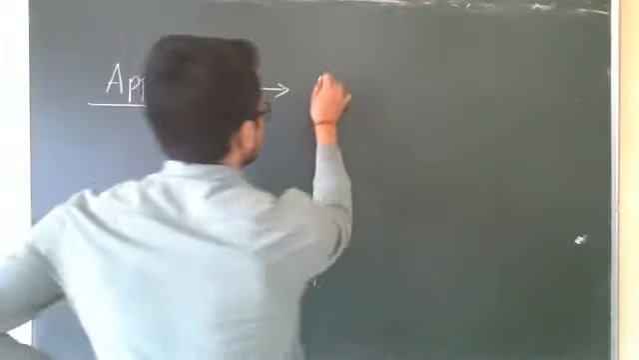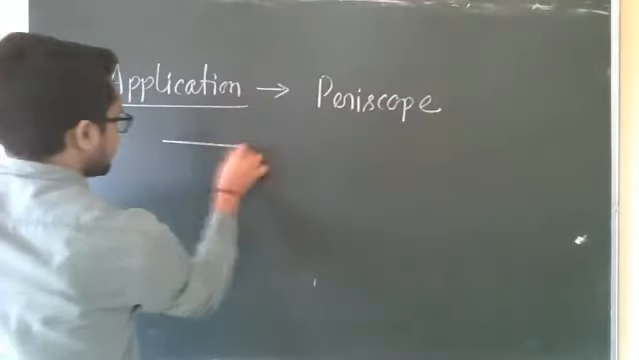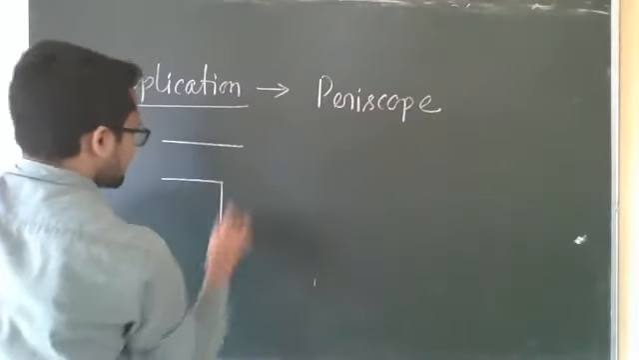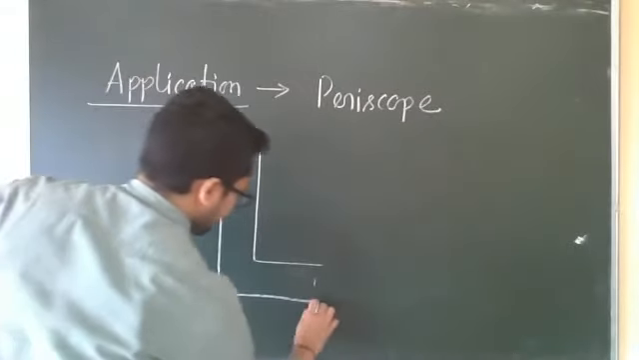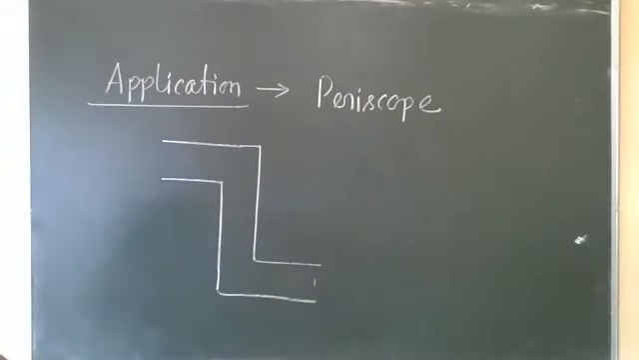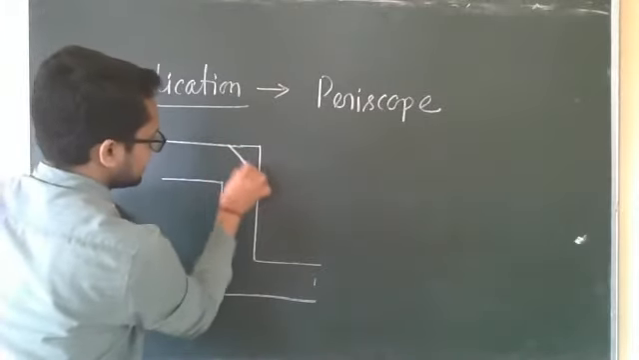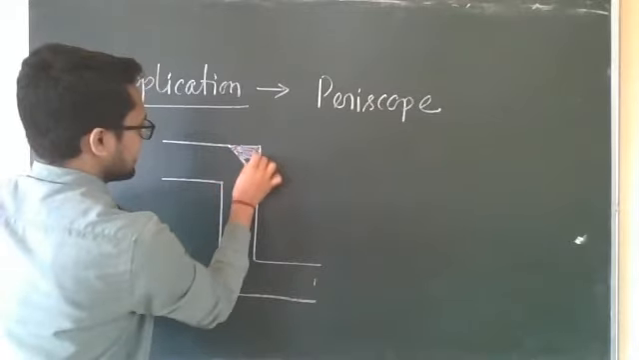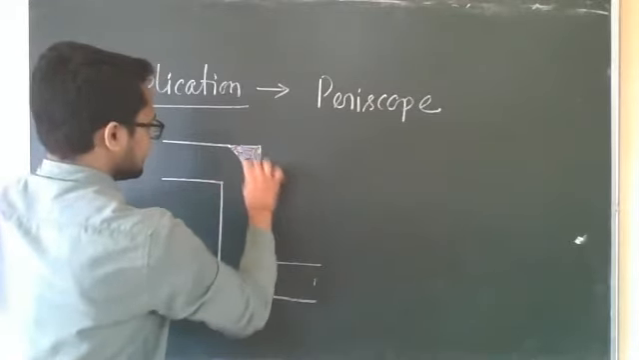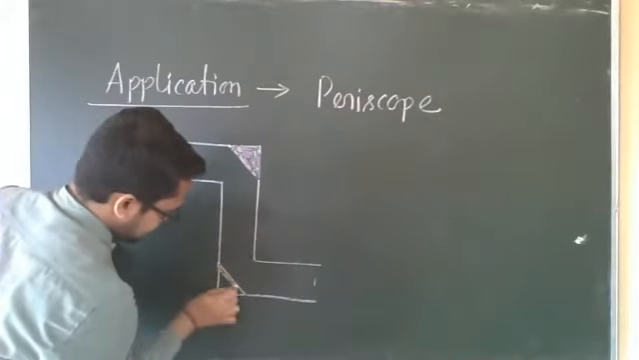is that it is used in periscope. Periscope looks like this kind of thing. One prism is kept here, a right angle isosceles prism is kept here. And another prism is kept here.